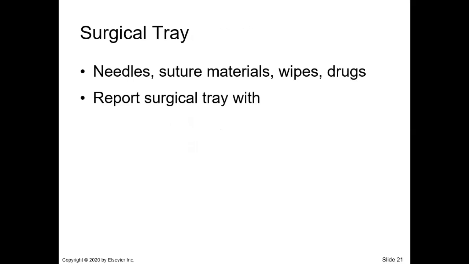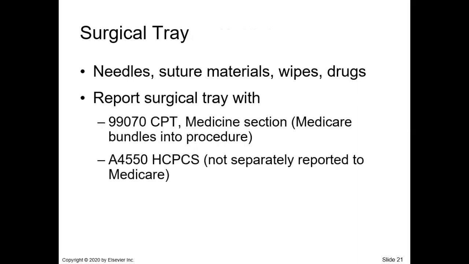So next we're going to talk about our surgical trays. So what's included in a surgical tray? Needles, suture materials, wipes, drugs. You can report a surgical tray with the CPT code 99070 and with HCPCS code A4550. And what you can see on both of these examples is that Medicare bundles this into the procedure code. Yes, into the procedure. So you cannot bill either one of those things, a surgical tray, either one of those codes to Medicare.